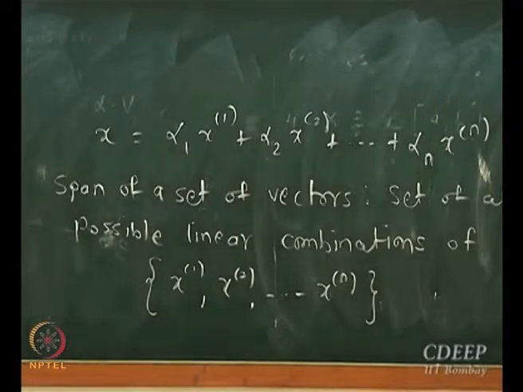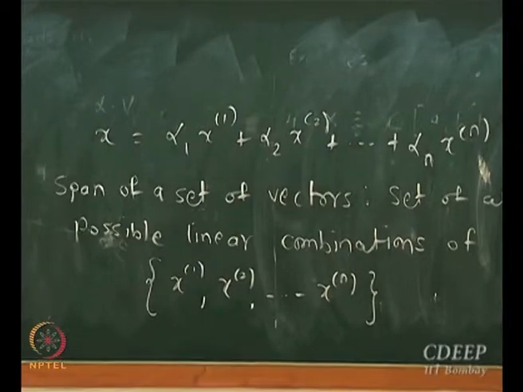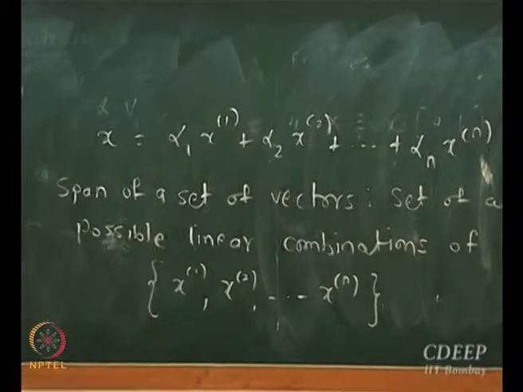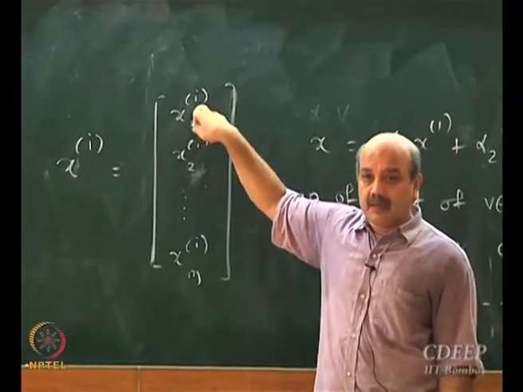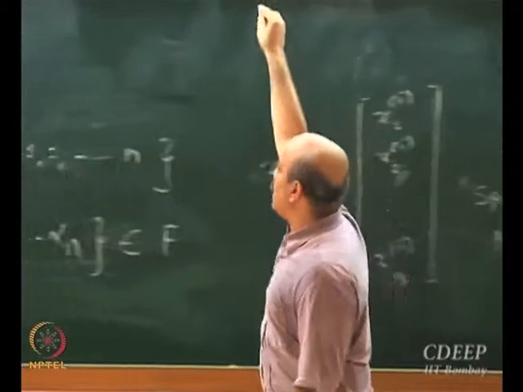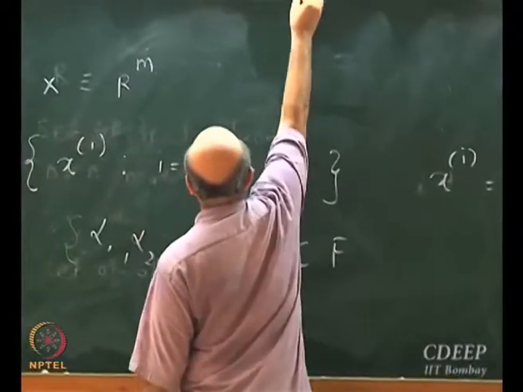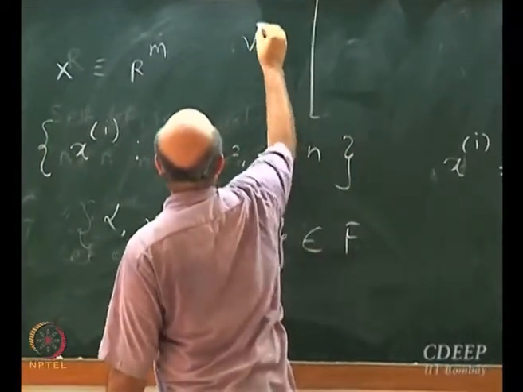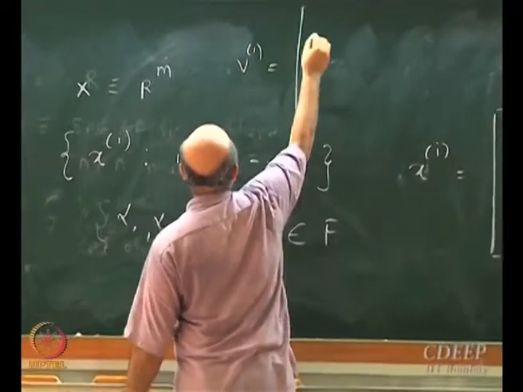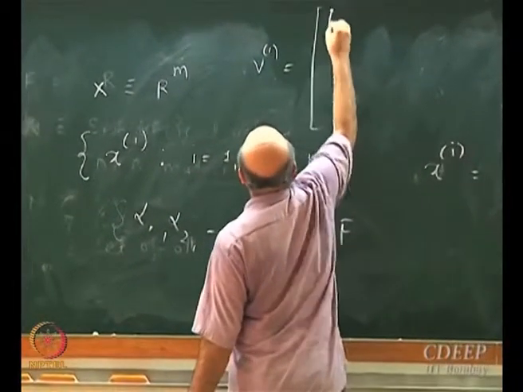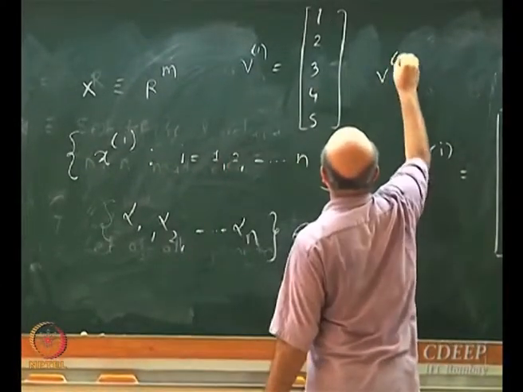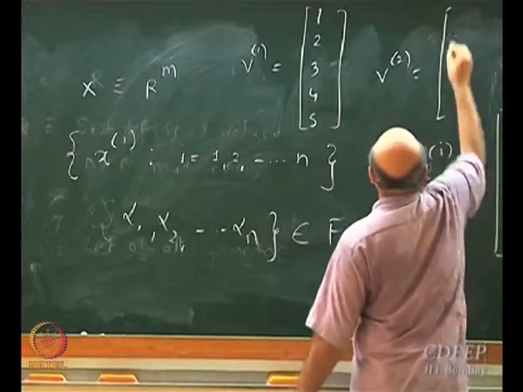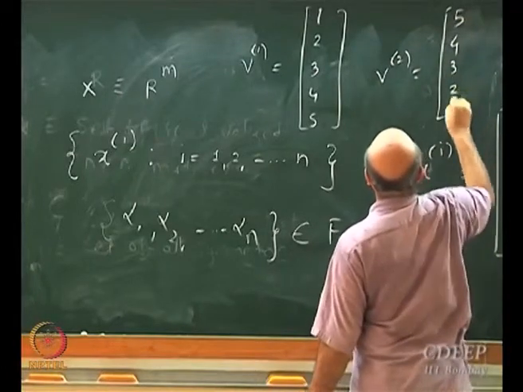I'm sorry, I didn't understand the notation, sir. Can you view them as matrices, sir? No. These are not matrices. This is a vector. This is the ith vector. See, for example, I may have two vectors. Let me take a 5-dimensional space. So I have vector 1: 1, 2, 3, 4, 5. And vector 2, which is 5, 4, 3, 2, 1.